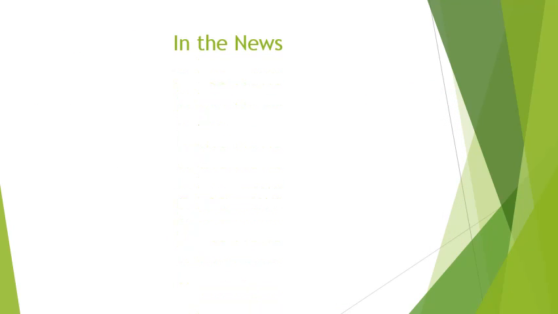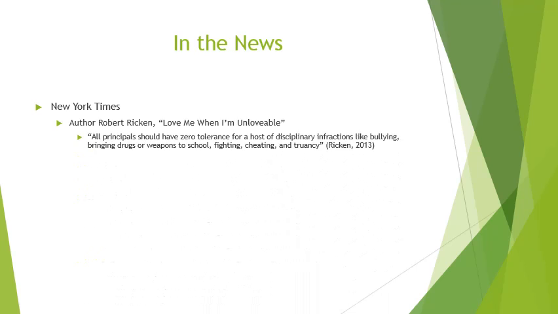Zero-tolerance policies are a hot topic in the educational field. Nearly every week, a new story is in the news regarding a student's collision with a policy. The New York Times wrote an article in 2013 depicting the negative aspect of a zero-tolerance policy. The article received various letters to the editor, including one from author Robert Ricken. He wrote, "Love me when I'm unlovable." Ricken believes that all students should have zero tolerance for a host of disciplinary infractions, like bullying, bringing drugs or weapons to school, fighting, cheating, and truancy.